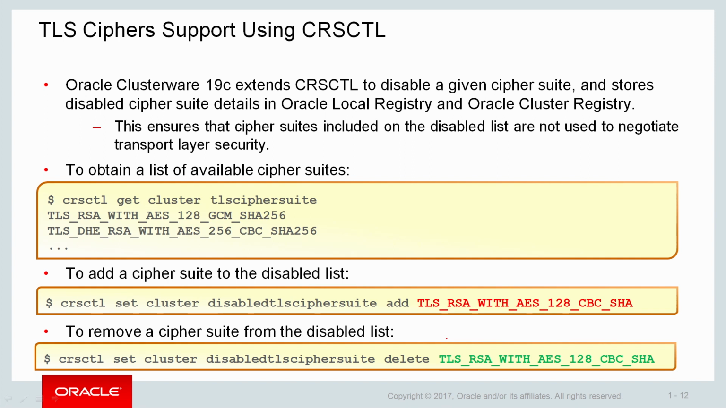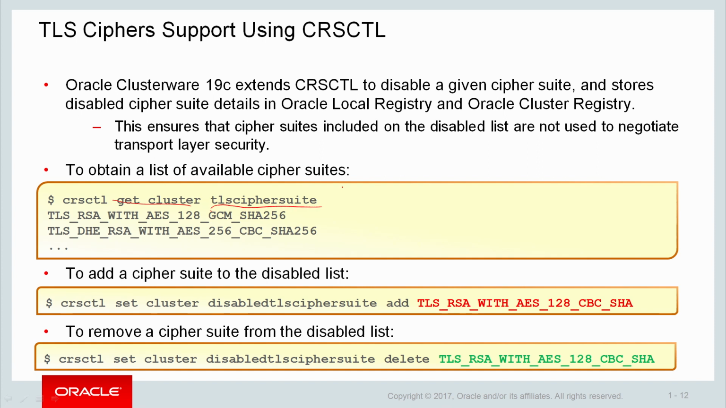use those. So Oracle Clusterware 19c extends crsctl to disable a given cipher suite and stores disabled cipher suite details in Oracle Local Registry and also the Oracle Cluster Registry, so OLR and OCR. This ensures that the cipher suites included on the disabled list are not used to negotiate the transport layer security by GIPC.